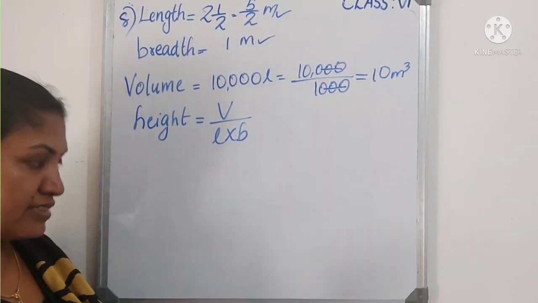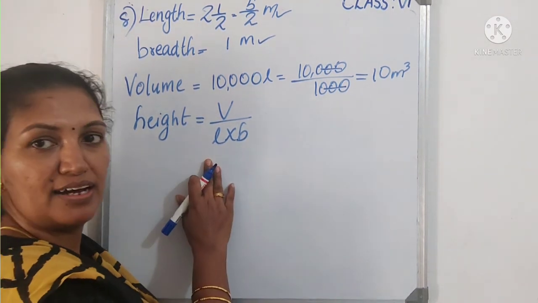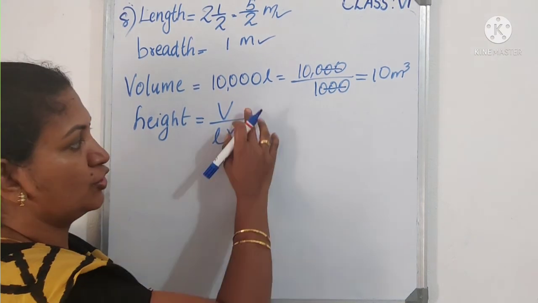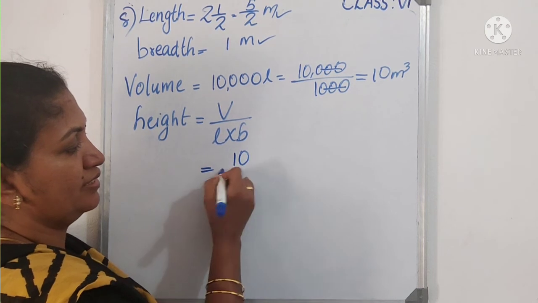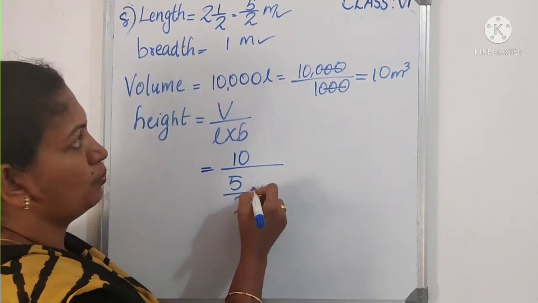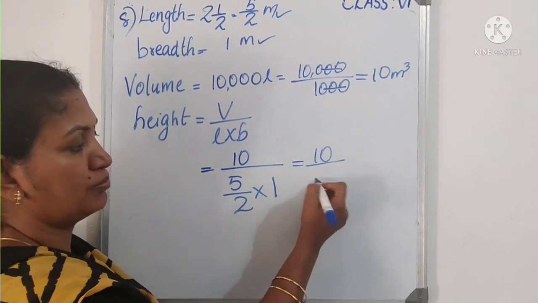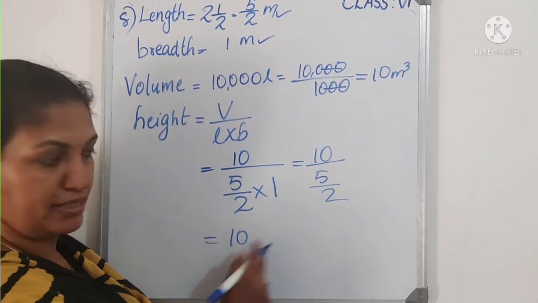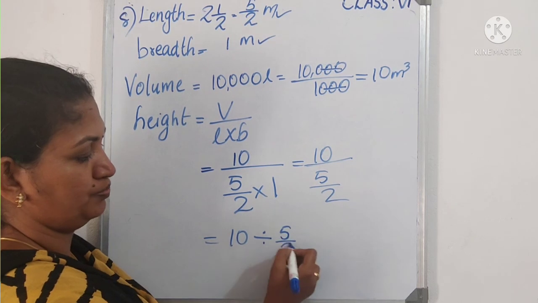Okay, next we have to find the height. We already studied the formula to find the height. Height is equal to volume divided by length into breadth. Volume is 10, divided by length, which is 5 by 2, into breadth, which is 1. That is equal to 10 divided by 5 by 2 into 1, which means 5 by 2 itself. So 10 divided by 5 by 2.